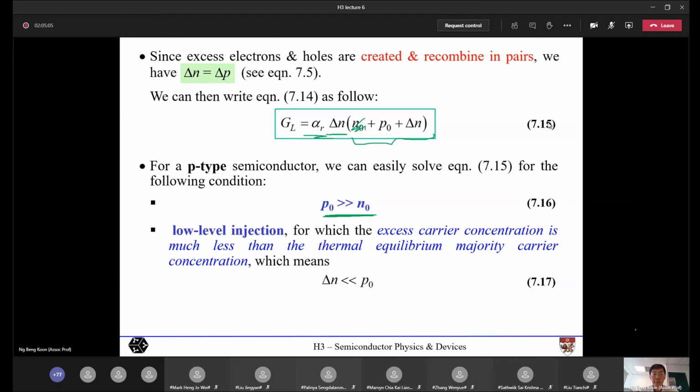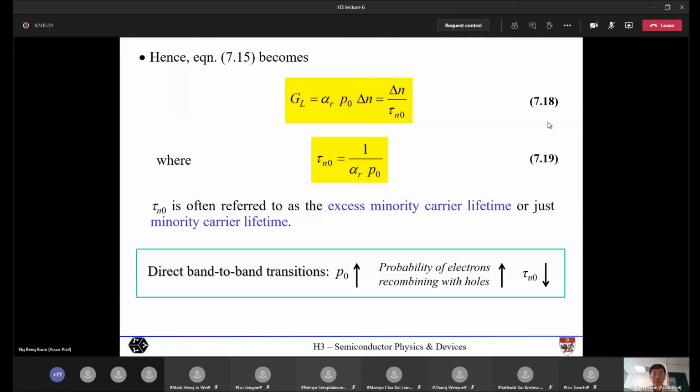The other assumption is that you're dealing with a low level injection condition. That means the excess carrier concentration is less than the majority carrier concentration. So delta N is significantly smaller than P naught. So in the bracket terms, this delta N will also be negligible. And that leaves us just 1 term to deal with. This assumption essentially allows us to reduce the expression to GL equals alpha R P naught delta N.